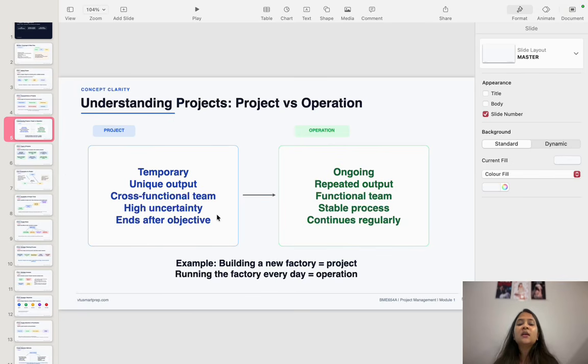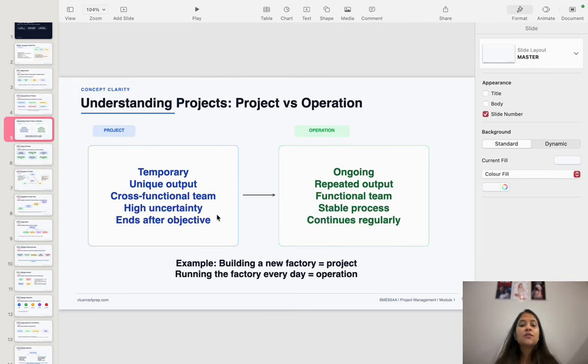For example, building a new factory is a project, but running the factory every day is an operation. Very simple example, right? So you can give different examples and keep on adding the points, and you can just add sentences. You can add points like how a new factory is built as a project, and how you run the factory every day as an operation. What all operations a factory can consist of, those points you can justify. You can write those lengthy answers if it is asked for 8 marks, 10 marks.